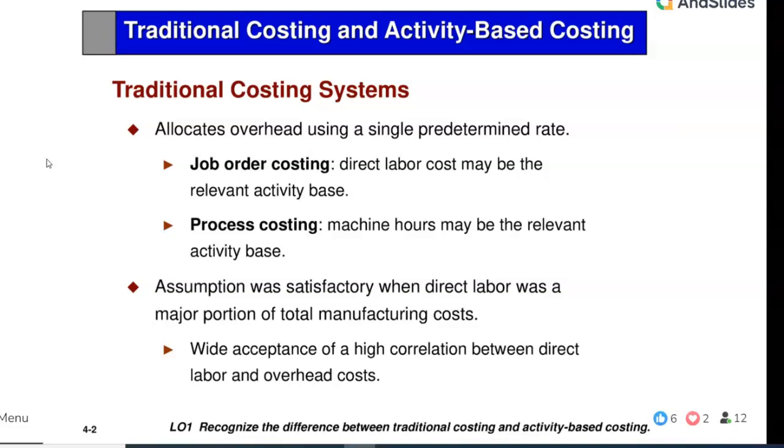And that assumption was satisfactory up until the last 25 years, when direct labor was a major portion of the manufacturing costs. Why? Because there was a high correlation between the amount of direct labor that went into the production of this desk and the overhead costs. More labor, the desk was bigger, it used more energy, it used more everything else. So that was the way it was done in those days. Okay, the good old days.